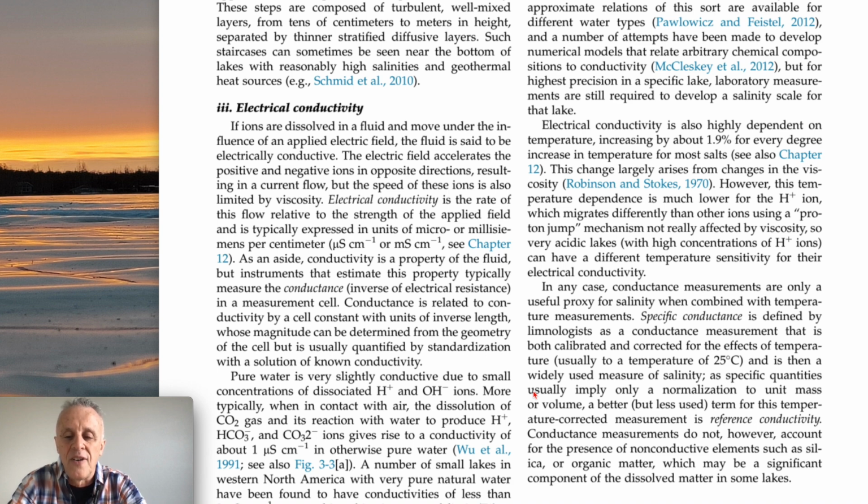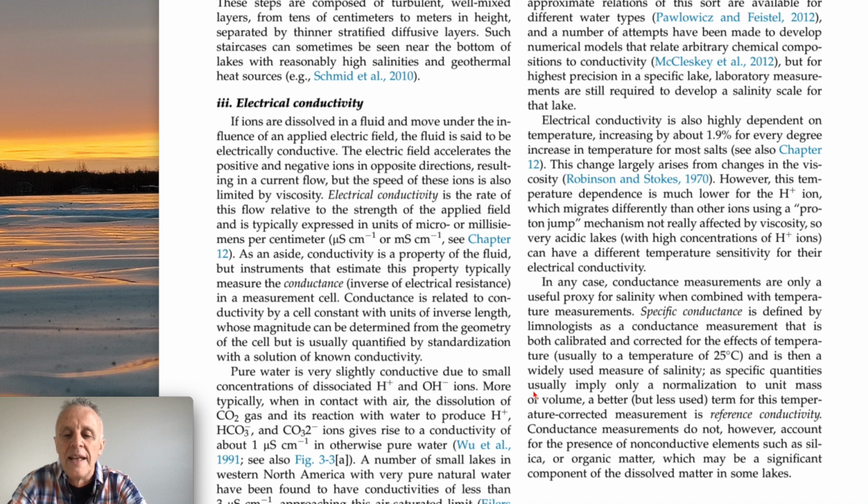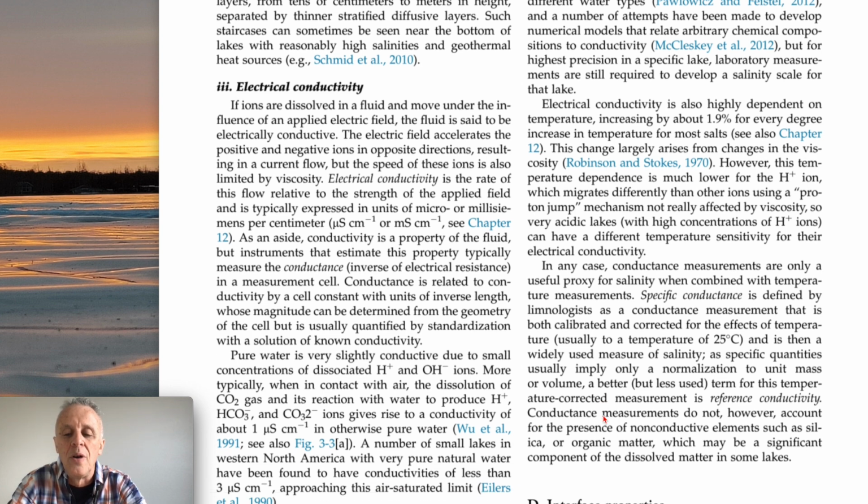Specific conductance is defined by limnologists as a conductance measurement that is both calibrated and corrected for the effect of temperature, usually to a temperature of 25 degrees centigrade, and is then a widely used measure of salinity, as specific quantities usually imply only a normalization to unit mass or volume. A better but less used term for this temperature corrected measurement is reference conductivity. Conductance measurements do not, however, account for the presence of non-conductive elements such as silica or organic matter, which may be a significant component of the dissolved matter in some lakes.